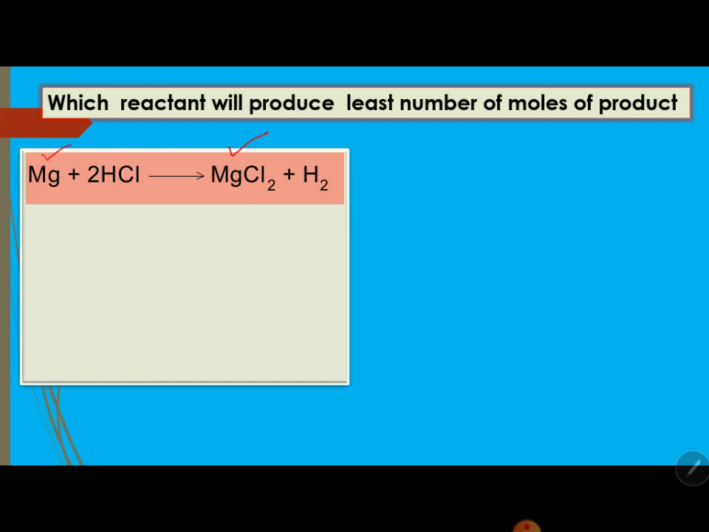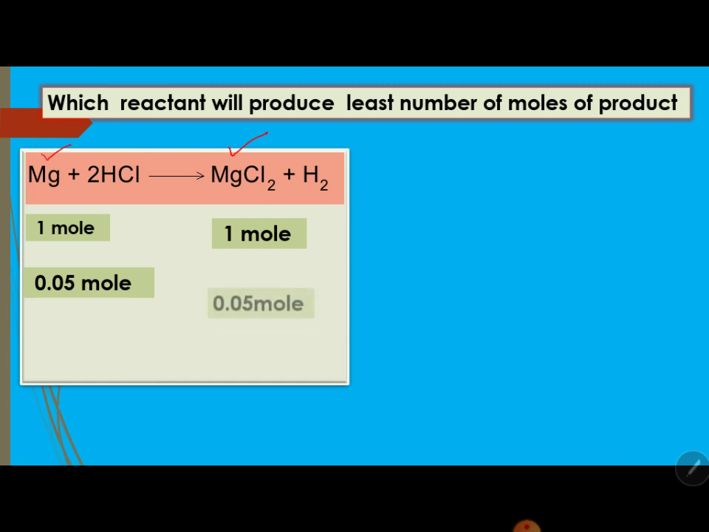In the balanced chemical equation, you can see that there is no large number or coefficient with magnesium, so it is equal to 1 mole. For magnesium chloride there is no coefficient, so it is also equal to 1 mole. The given quantity of magnesium is 0.05 mole. From the balanced chemical equation you can see that 1 mole of magnesium will produce 1 mole of magnesium chloride. It means that 0.05 moles of magnesium will produce 0.05 moles of magnesium chloride.